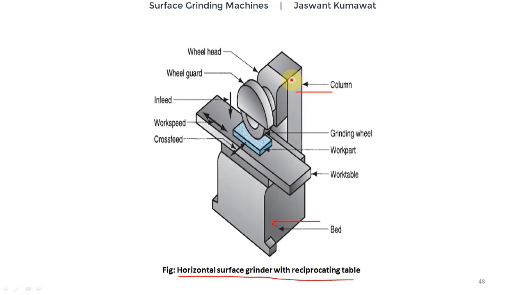On the top of this column there is a wheel head which houses grinding wheel. This is grinding wheel, and there is a housing for safeguard, that is wheel guard. Axis of the spindle on which grinding wheel is mounted is horizontal. That's why it is horizontal surface grinder. On the bed there is a saddle. On the saddle there is a work table. This work table is having T-slots through which the workpiece can be clamped.